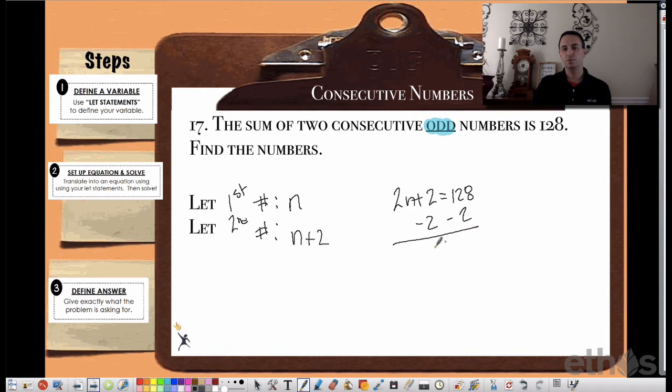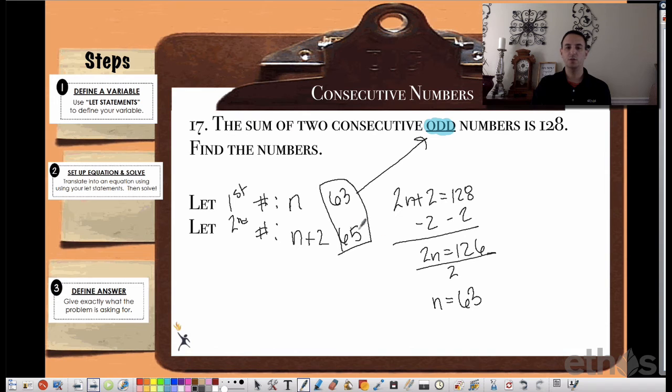Subtract our 2. 2n is equal to 126. So now that we've got that, we'll divide both by 2 and say the answer is 63 for that one. So my first odd number is 63, my second odd number is 65. One of the things you can do is a real quick check. Are those numbers odd? If the answer is yes, then you probably have a good shot at the answer. If they're not, you've made a mistake somewhere in one of your let statements.